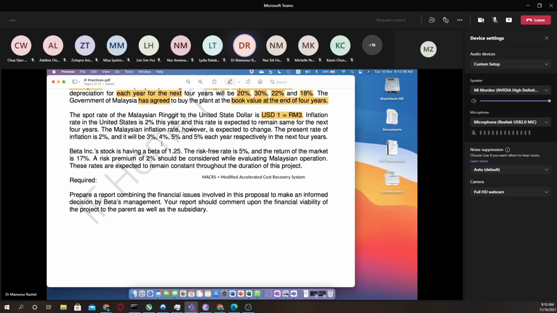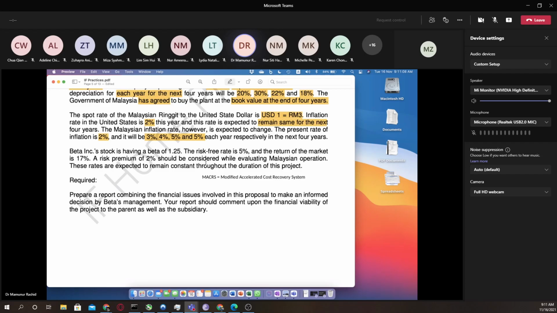Inflation rate in the United States is 2% this year, and this rate is expected to remain the same for the next 4 years. The Malaysian inflation rate, however, is expected to change. The present rate is 2%. It will be 3%, 4%, and 5% each year, respectively, in the next 4 years. So Malaysian inflation rate will increase, meaning that Malaysian currency will be depreciated.